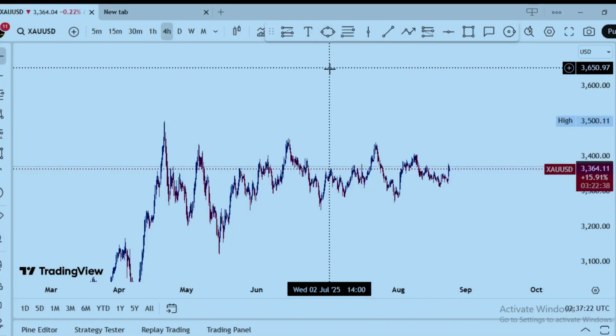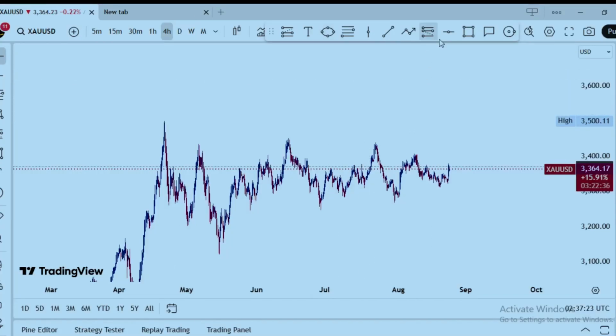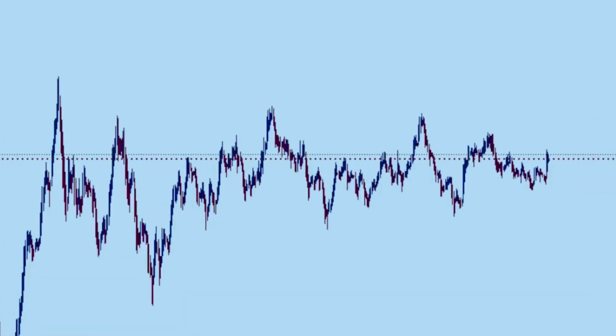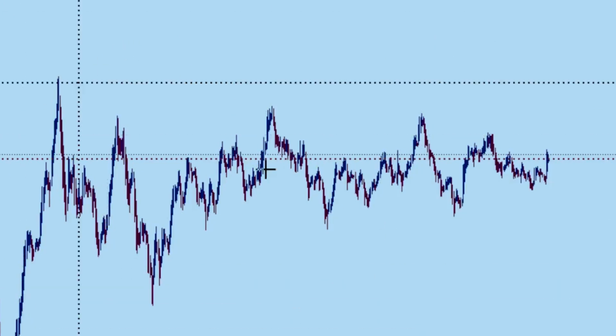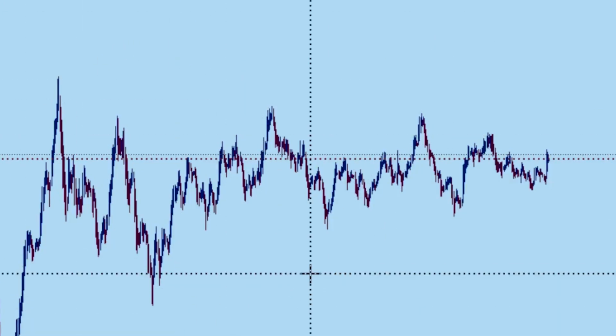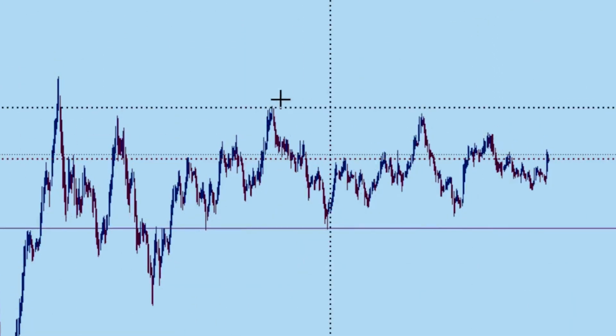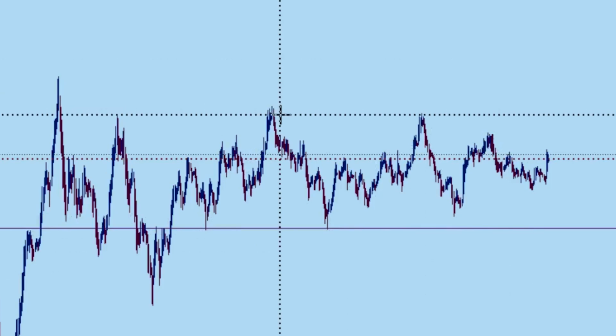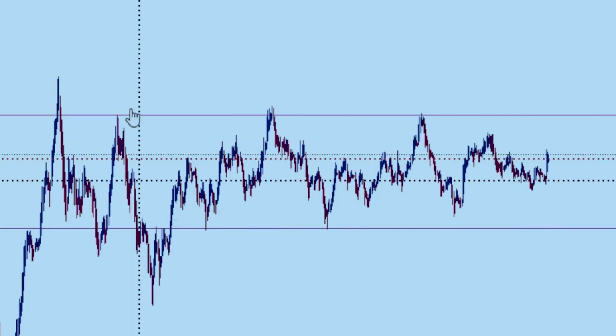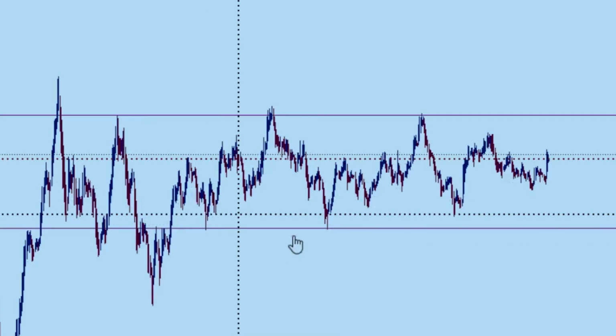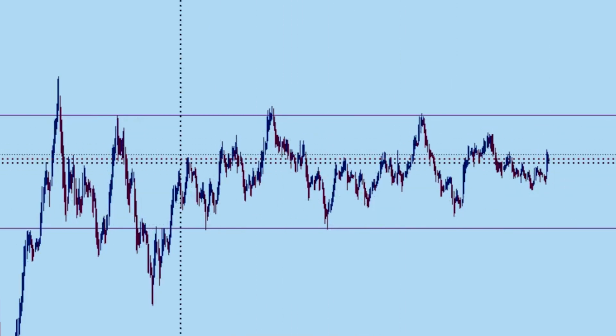Welcome guys, so in today's video I will be analyzing XAUUSD and this is on the 4-hour time frame. So on the 4-hour time frame, let's mark out our key zones. We have here marked out as our support level and here as our resistance level. The XAUUSD, which is gold paired with dollar, has been trading in between this particular zone.